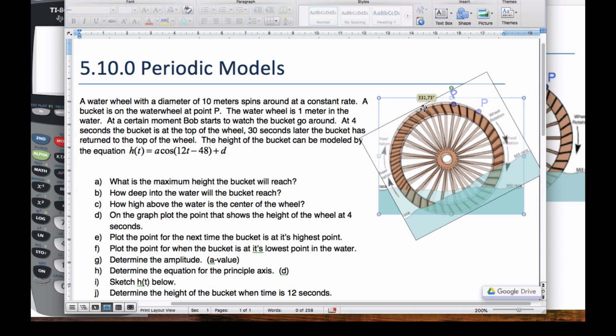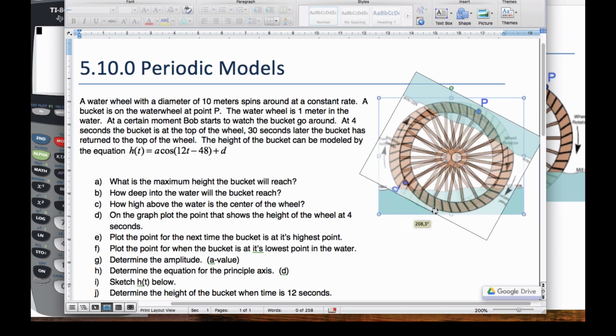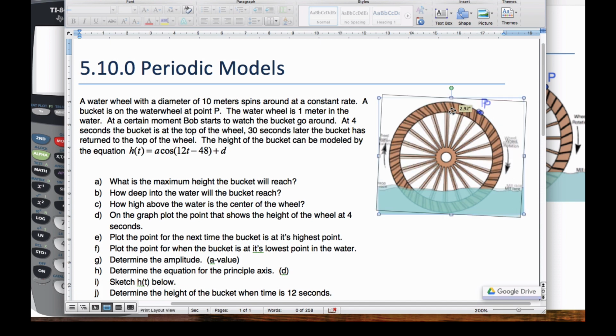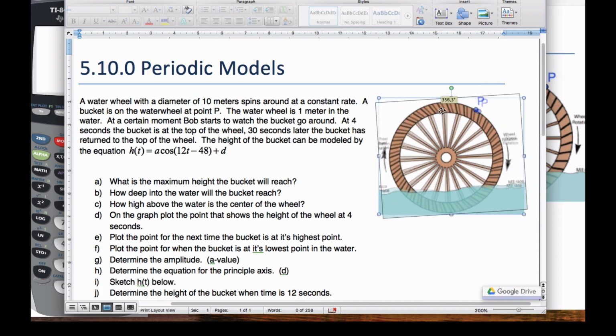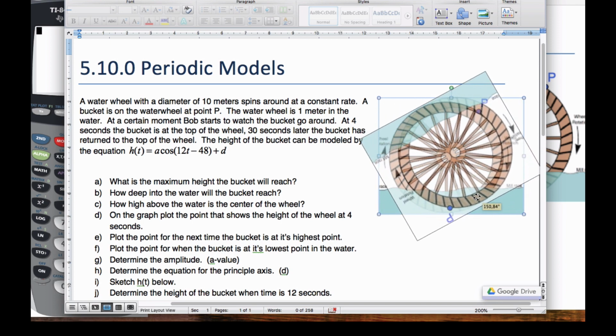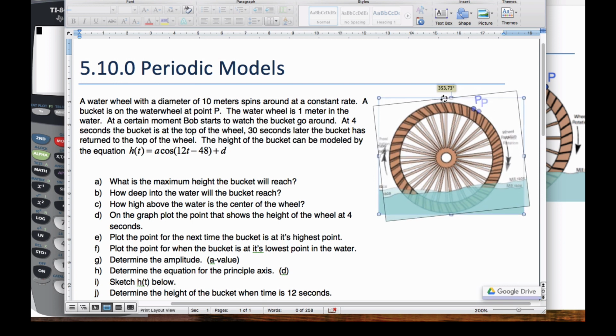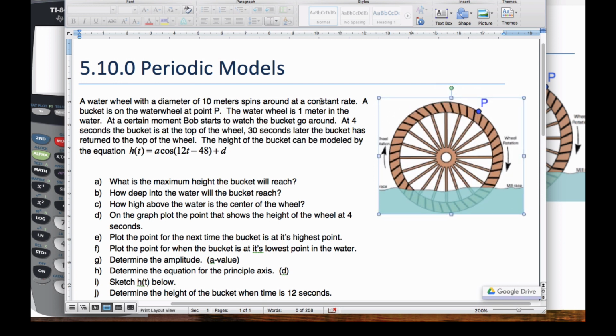So if I want to think about that, when is it going to be at the bottom? Here's 4 seconds, 30 seconds more is 34 seconds. So I know that halfway is the bottom. So 15 seconds later, after it reaches the top, it reaches the bottom. It keeps going around and around at a constant rate. So this constant rate idea here is important to know, that it's going around and around. And the height can be modeled by this equation, but it has incomplete information.